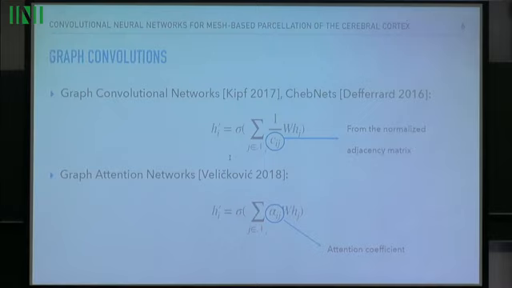So in this case, we actually learn an attention mechanism, which is a learnable neural network that takes features of node i, features of node j, and learns what the coefficient is, rather than fixing it in place. So that's the main difference between these two types of models.